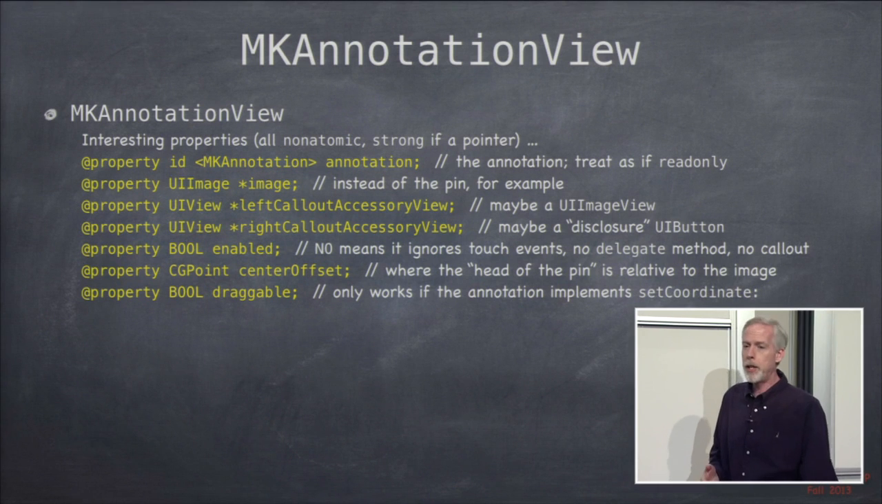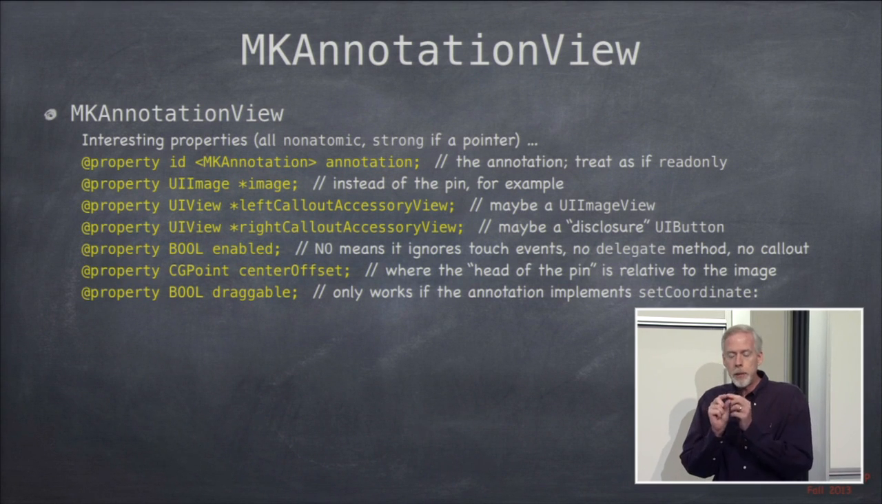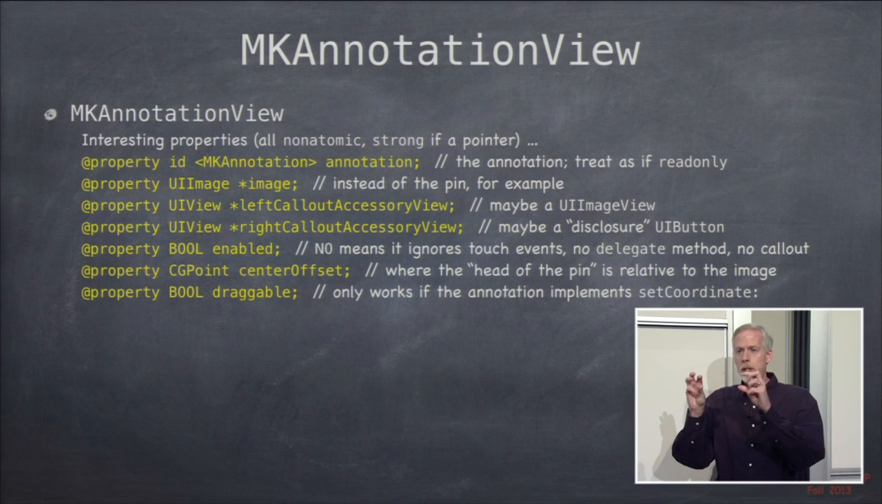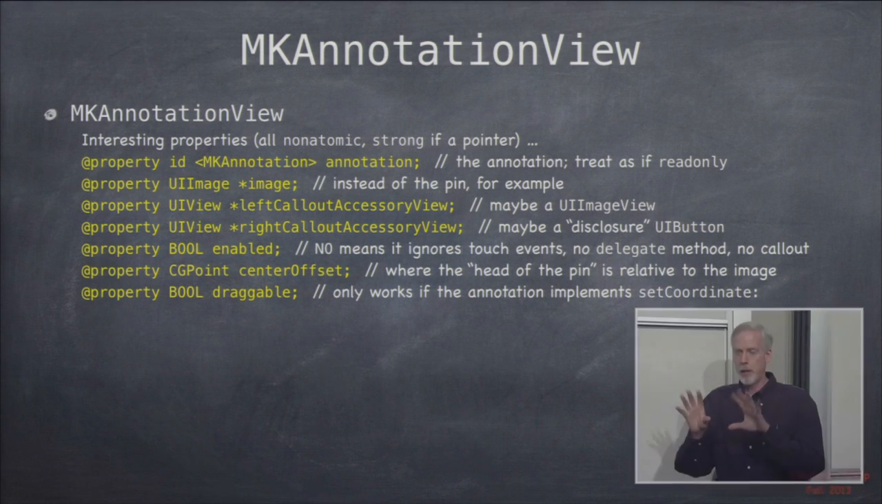And then the image that you see here, this property, that's the image that replaces the pin. Okay, that's instead of the pin. That's not the image that's in the callout. That we're going to put in the left callout accessory view.